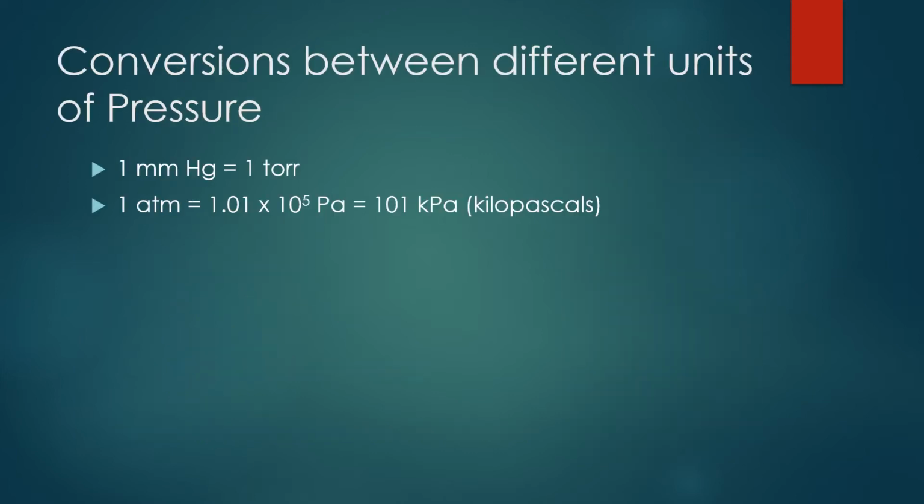So here are just some conversion factors, since there are so many different units for pressure, to convert between millimeters of mercury and torr, or between atm and pascals.